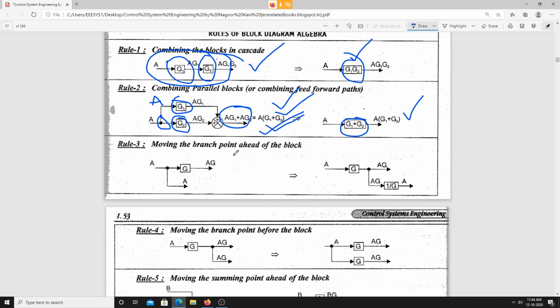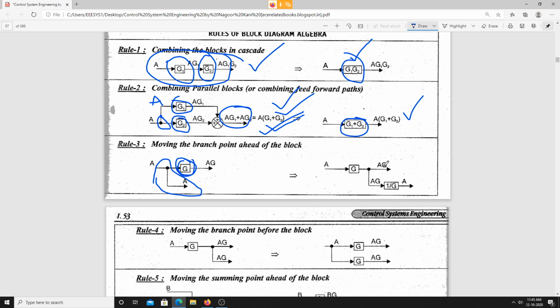Now next, moving the branch point ahead of the block. Here I have the branch point, and I am supposed to move this branch point ahead of this particular block. For this particular branch point, I do not have any effect of this G. Whatever input signal I get, the output is also the same.